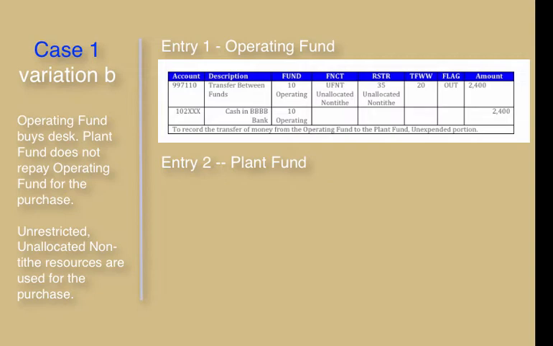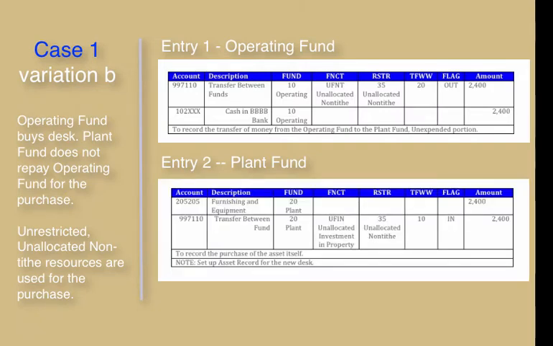The second entry on the plant fund side is a debit to the furnishing and equipment account 205 with an analysis code of 20 for the fund. The credit on this entry is 997110, the transfer between funds account, with a fund analysis code of 20, a function of UFIN, unallocated investment in property, a restriction of 35 for the unallocated non-tithe, a TFWW of 10, and a flag of IN. And this entry records the purchase of the new asset itself. This is when we will set up the asset record for the new desk.